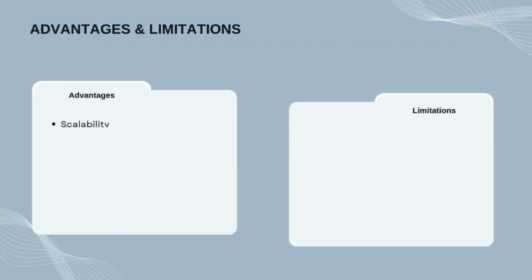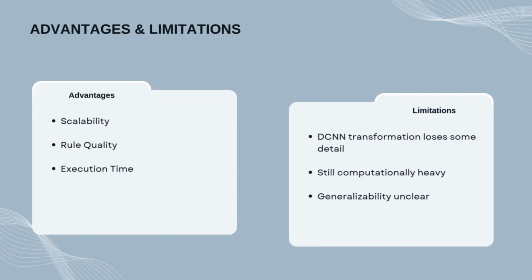In terms of advantages, the approach offers very strong scalability, improved rule quality, and noticeably better execution time compared to existing methods. However, there are some limitations. The transformation of rules into DCNN input can lead to some information loss. The entire process is still a little bit computationally heavy due to the optimization filter. And since they only use one dataset for testing, the generalizability of the model beyond retail datasets is still unclear.